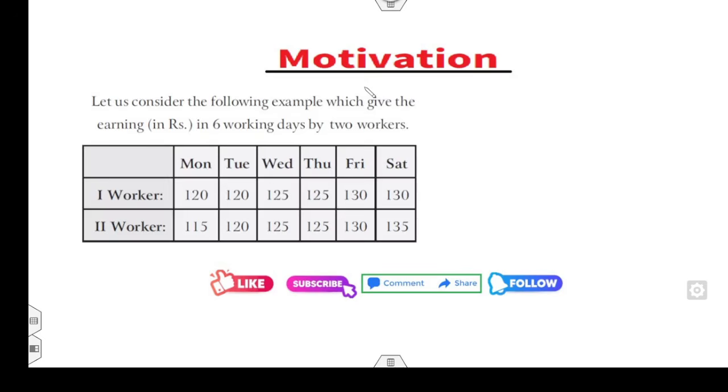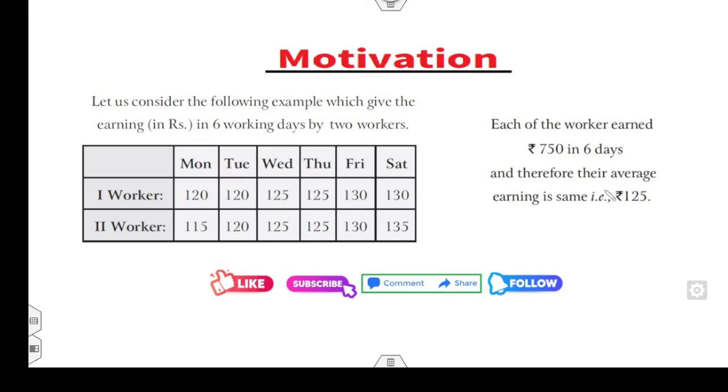If I give you one simple example, consider two workers, worker 1 and worker 2, and record their earnings in one week. So the information is given to you, and if you calculate the average of both workers as the mean, how can you calculate the mean? Sum divided by 6. So if you calculate the average of the first worker, you will get 125. If you calculate the average of the second worker, again you will get 125.